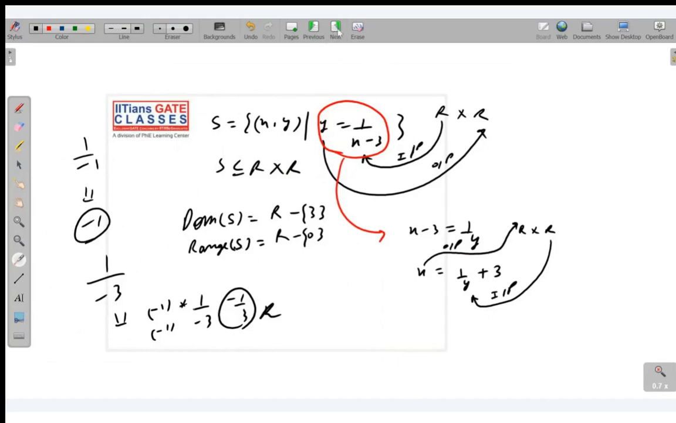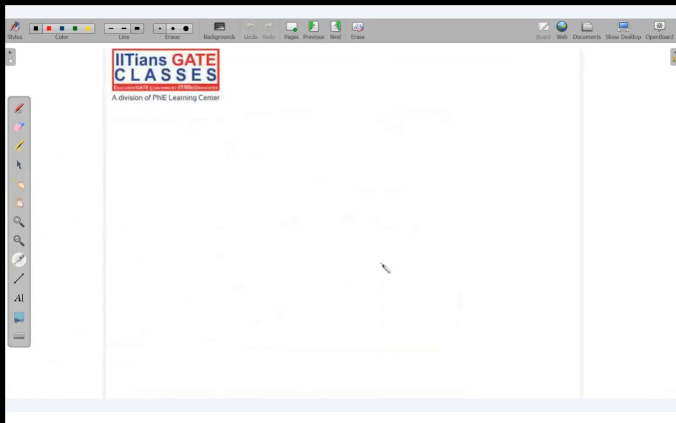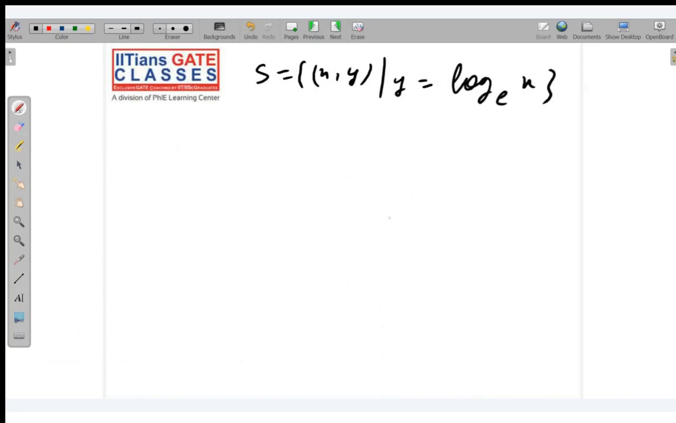Okay, so one last question. S is equal to x comma y such that y is equal to log to the base e of x. So how will we answer this question? You should have an idea about logs and all. So R cross R, you will study that in aptitude. Don't worry. If you have less idea, you will study that.